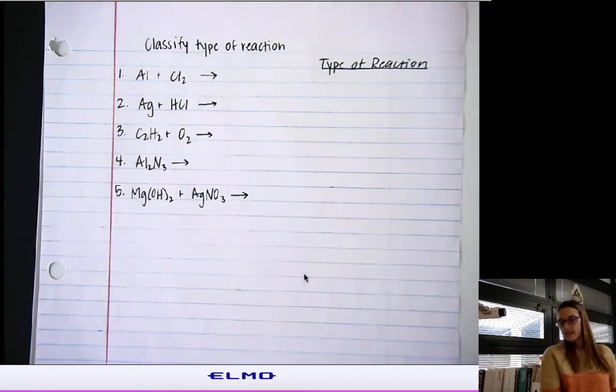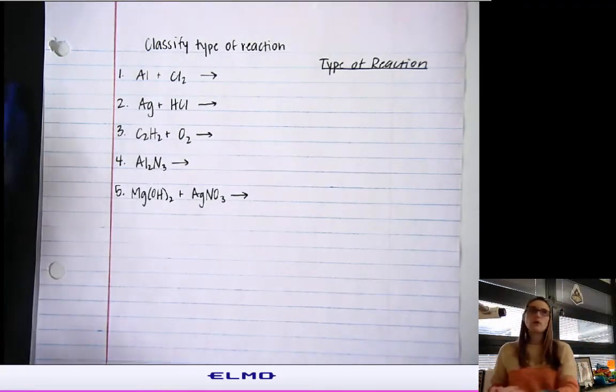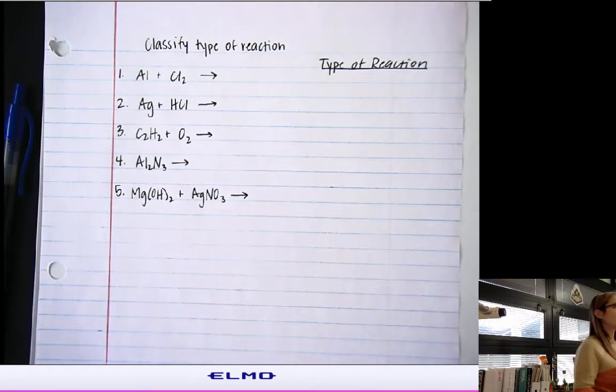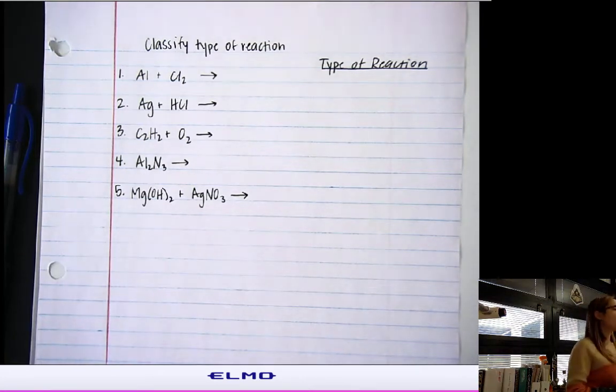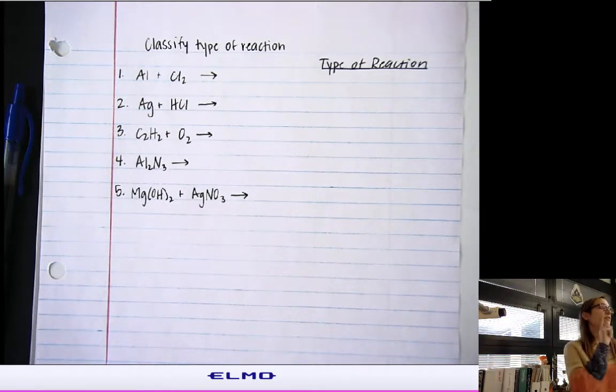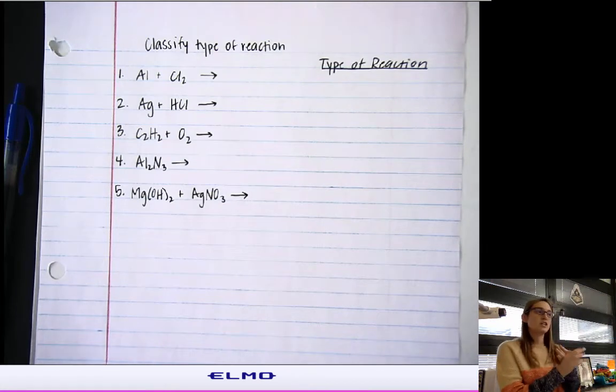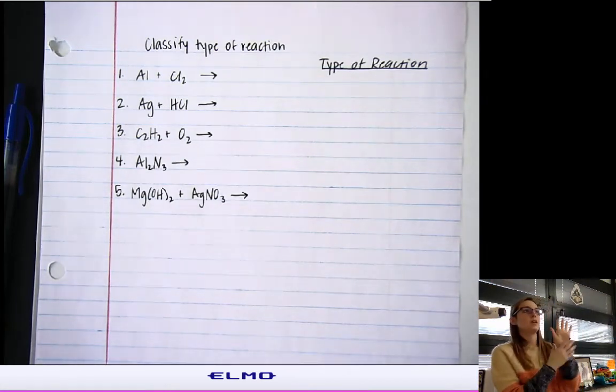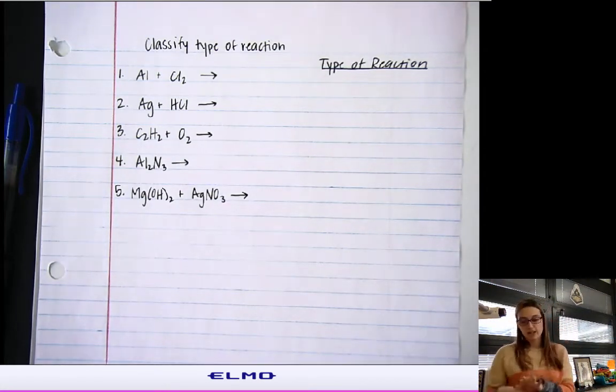So if we take a look at this, before we look at predicting products, which is what we're doing today, you have to be able to classify the type of reaction. So if all you're given are the reactants, can you figure out the type of reaction? Again, we have synthesis, decomposition, single replacement, double replacement, and combustion. Those are the 5 types of reactions.